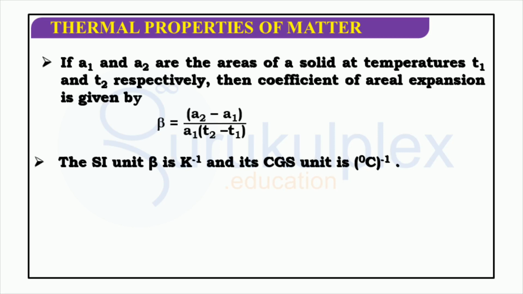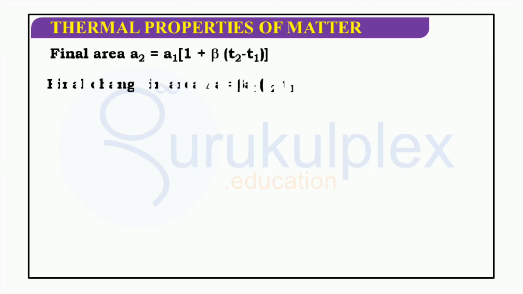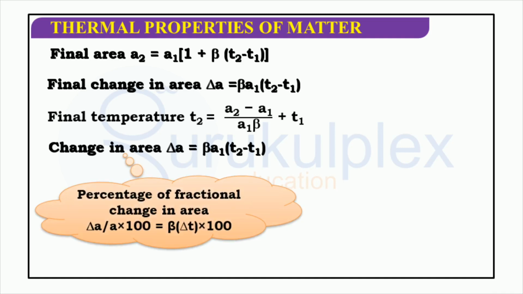Its dimensional formula is M0L0T0K^-1, indicating that the measurement is independent of mass, length, and time. Examining the difference in temperatures allows us to calculate the fractional change in area. The coefficient of areal expansion, beta, when multiplied with the difference in temperatures, T2 - T1, yields the fractional change in area. This can then be used to determine the final area, A2, by multiplying A1 with 1 plus beta (T2 - T1).